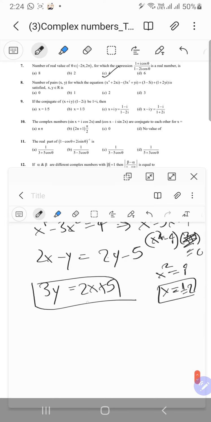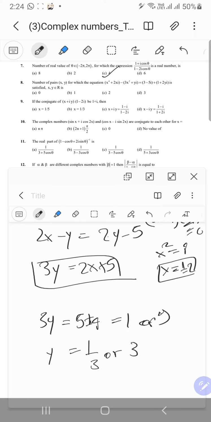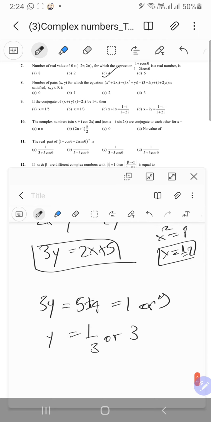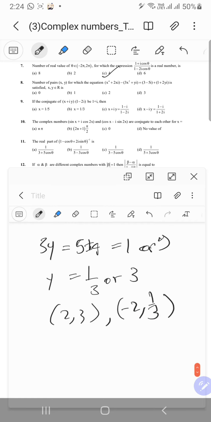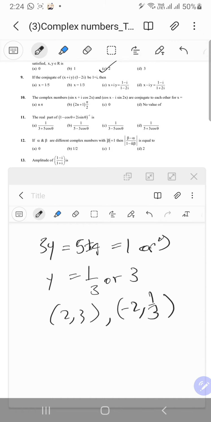That's the solution. At the same time, this should also be satisfied, so just put this over there. So 3y equal to 5 plus minus 4, which is 1 or 9. So y is 1 by 3 or 3, right? So for x equal to 2, you have 3, so it's going to be 2 comma 3, and for minus 2 you just have 1 by 3, so minus 2 comma 1 by 3. That's gonna work. So number of pairs 2. Next question. Am I missing something? No, I'm not. Next question.